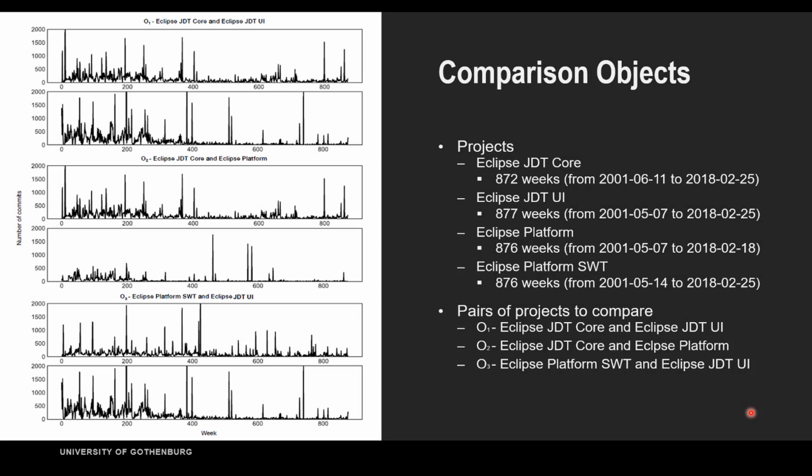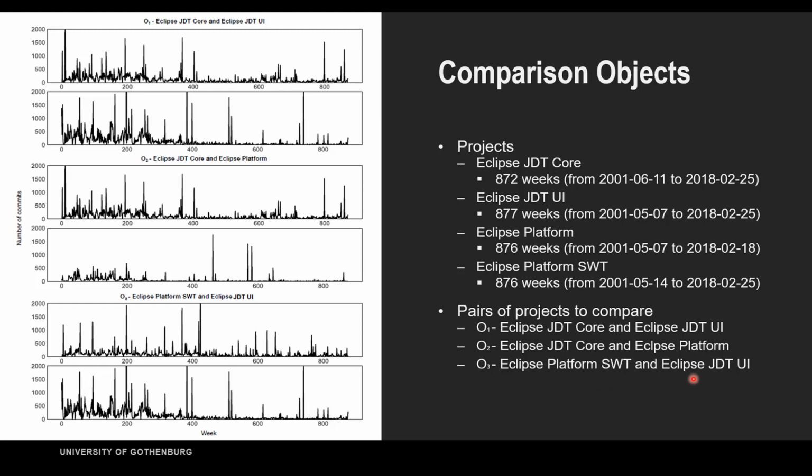In order to evaluate this method, we have chosen a number of projects from the Eclipse Foundation as objects. We'll look at their defect inflow profiles, or in this particular case, we actually chose Git commit trends. As you see, they are somehow different, but not entirely different. And we have chosen a number of pairs to compare. So we compared Eclipse JDT core to JDT UI, JDT core to platform, and platform to JDT UI.